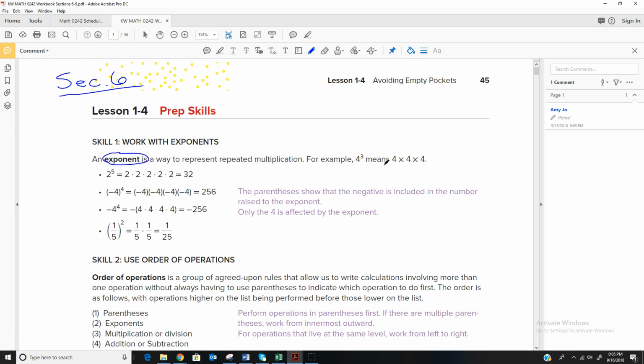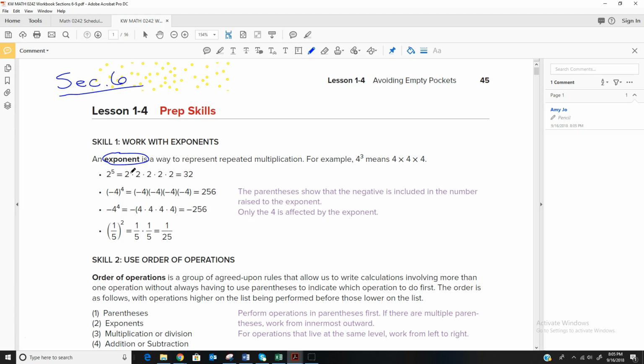And so you've probably seen this before, but sometimes if you haven't seen things for a while you might forget it. So 4 to the third means the same thing as 4 times 4 times 4. So if you saw 2 to the 5th, that would mean 2 times 2 times 2 times 2 times 2. Sometimes people will say it's 2 times itself 5 times.